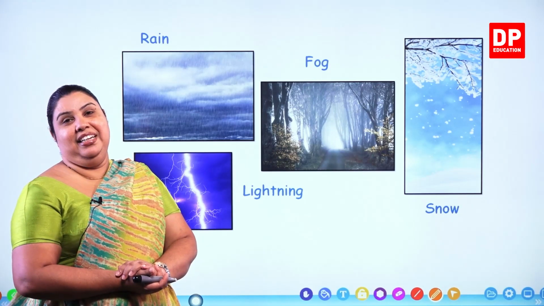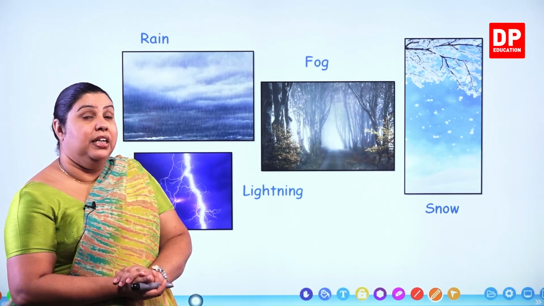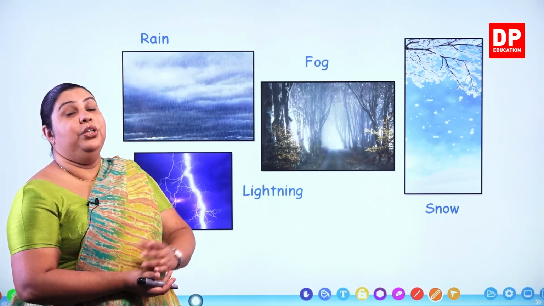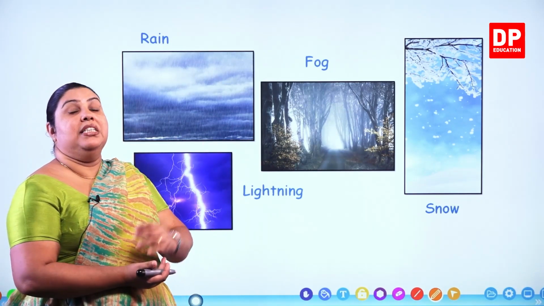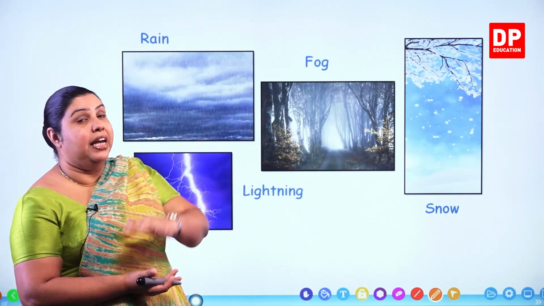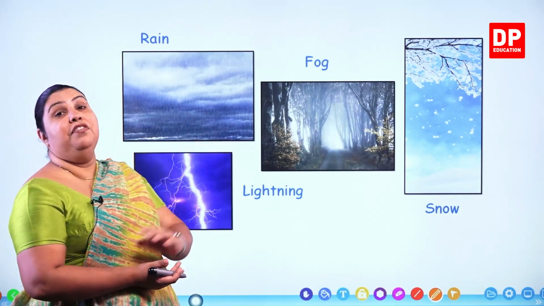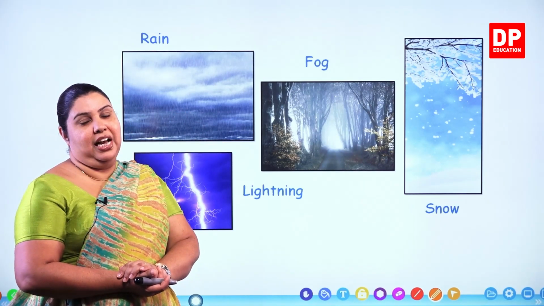Now when we learnt about the sun, I told you how the rain is formed because the sun helps us in the water cycle and then the rain falls from the clouds in the sky.